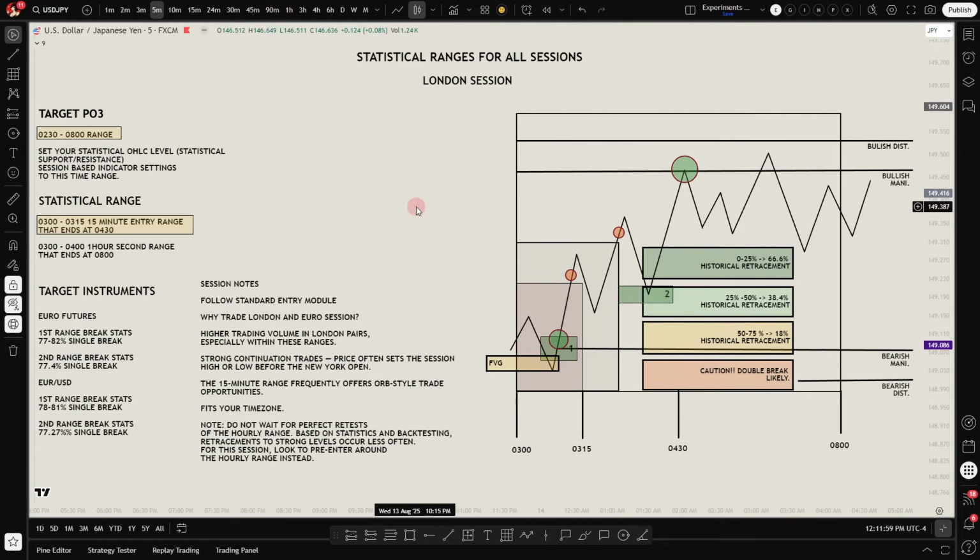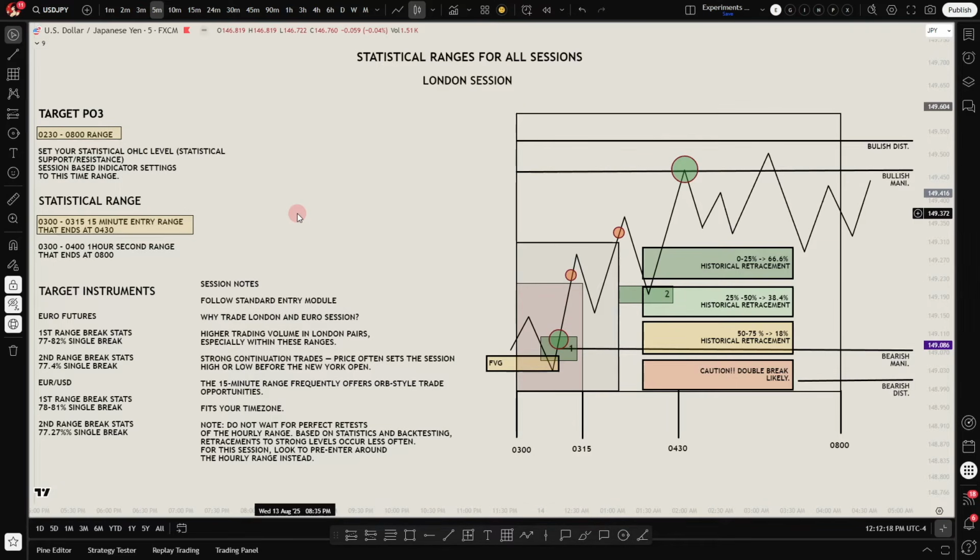Range 1, initial range. Time, 3:00 a.m. to 3:15 a.m., 15-minute range. Projection, valid until 4:30 a.m. Historical probability, 77-82% chance of a single break over the last 5 years.